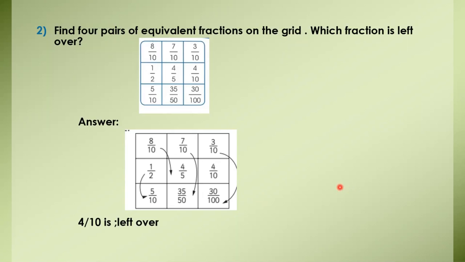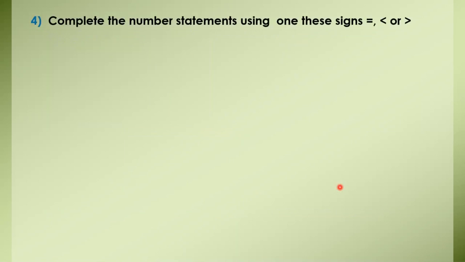Shall we move to the very next question? Here comes the third question. Complete the number statement using one of these signs: equal to, less than or greater than symbol. This is the first fraction: 3 by 4 and 17 by 20. B part is 7 by 9 and 28 by 36. So shall we start doing the answer part?